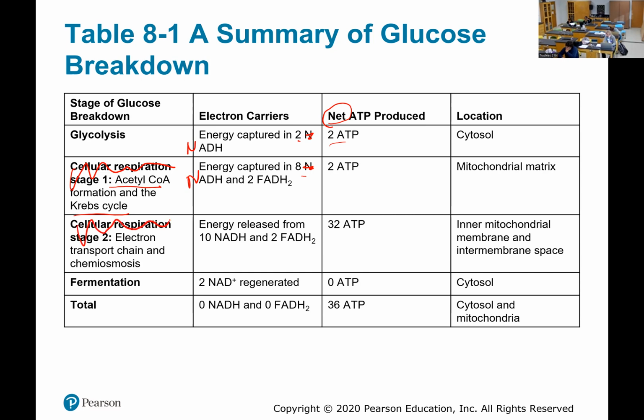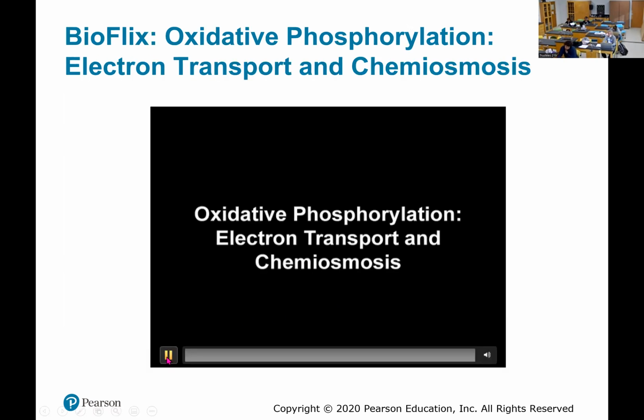Then step 4, the electron transport chain. These are released, not made here. These travel to the electron transport chain and help make those 32 ATP. And then we'll talk about fermentation in just a little bit, and we get our total theoretical ATP. All right, let me show this little video clip.